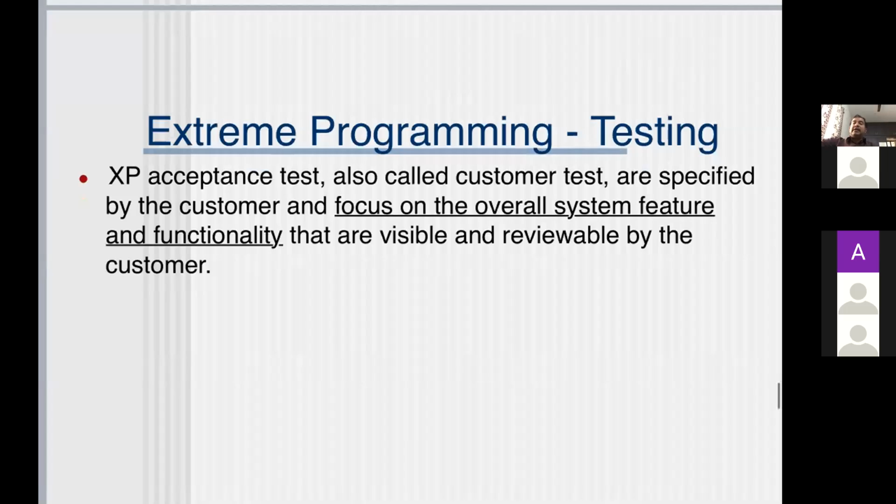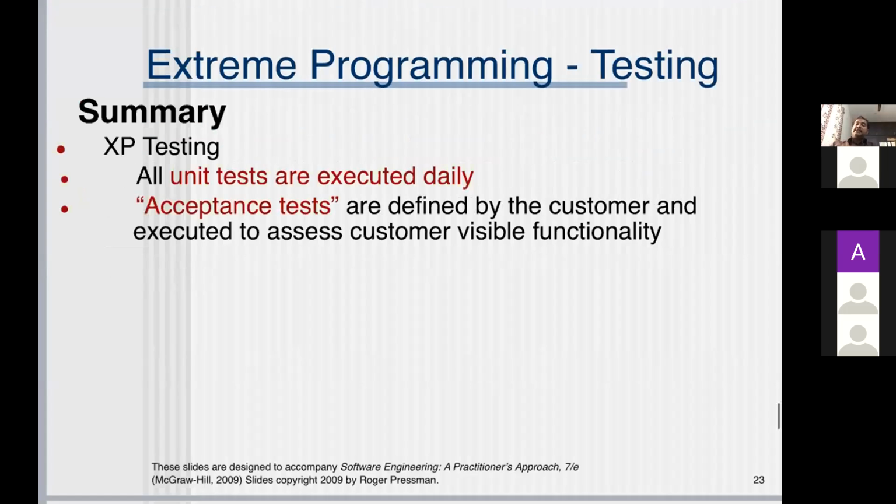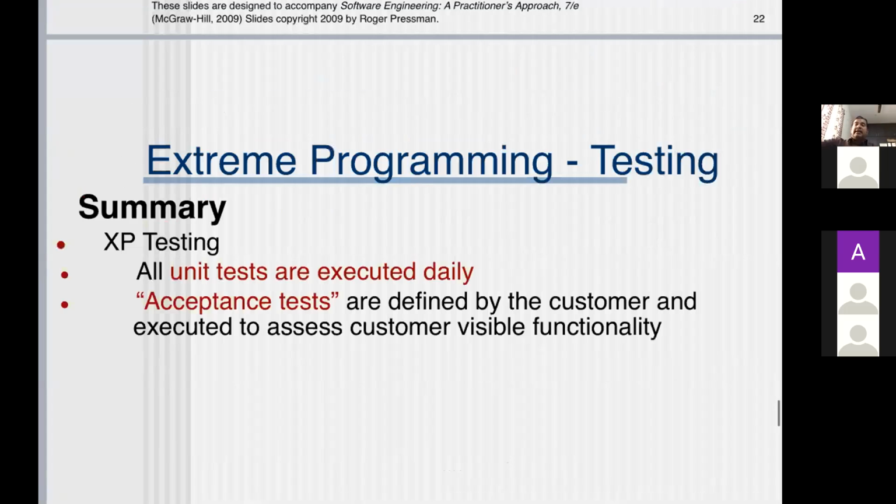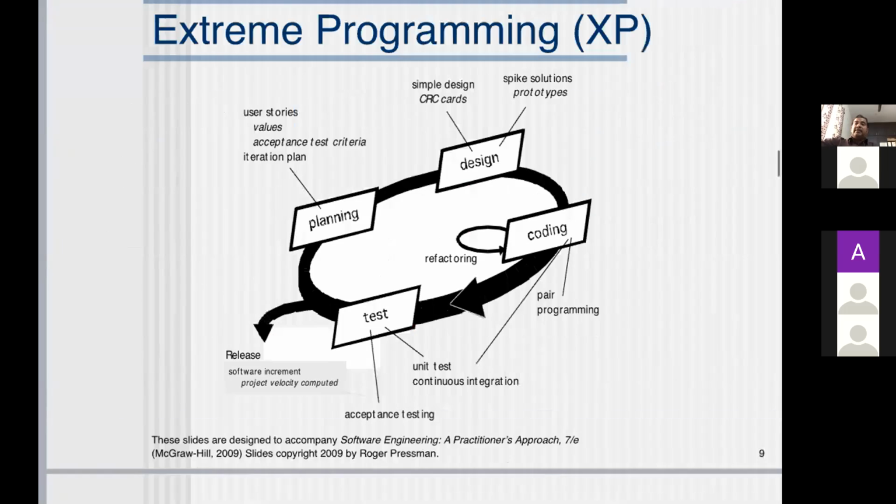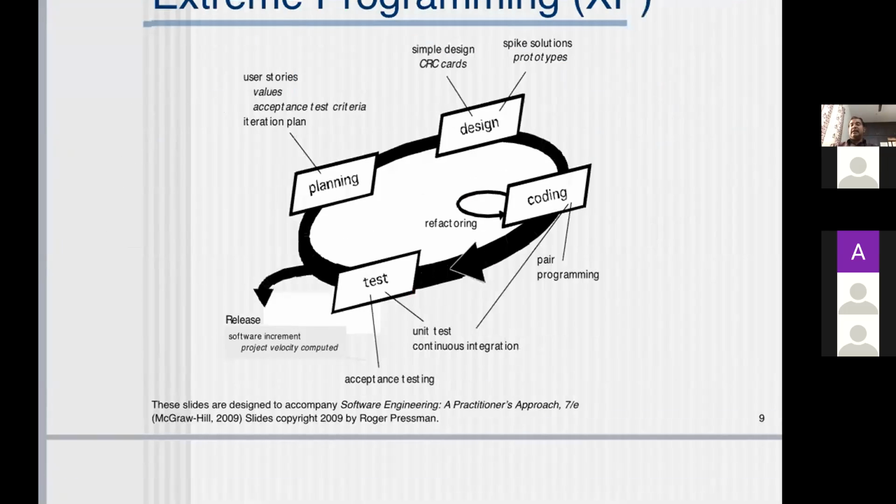So with all these steps, when we do everything together, we can say we are adopting the extreme programming practice in terms of agile software development. The summary goes like this: all unit tests are executed daily. Acceptance tests are defined by the customer and executed to assess customer-visible functionality. So this is all about extreme programming. All four steps are done with this. Now I believe if you look at the diagram, you will have a clear understanding of what exactly we have learned.